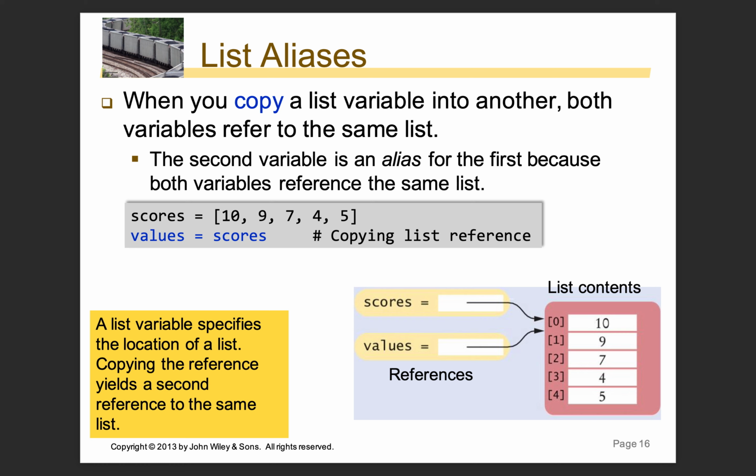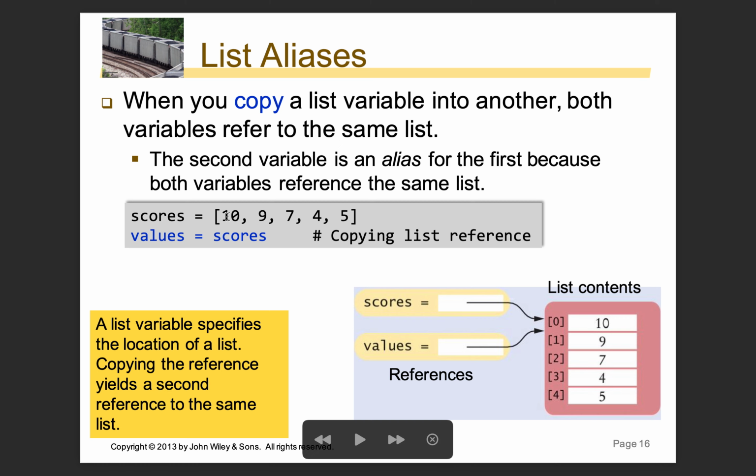With lists, when you copy a list variable into another variable, you have just a reference to the same list. The second variable is an alias for the first because both variables are actually just referencing the same list. You haven't copied the contents of the list, you've copied the reference to the memory location of the original list.